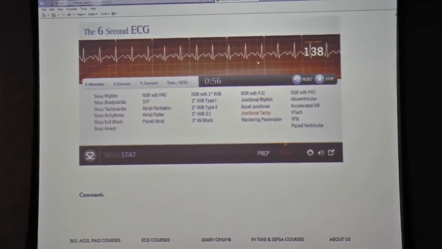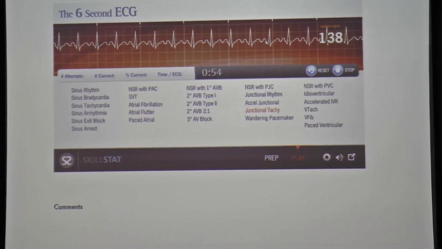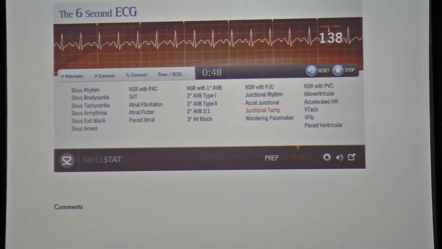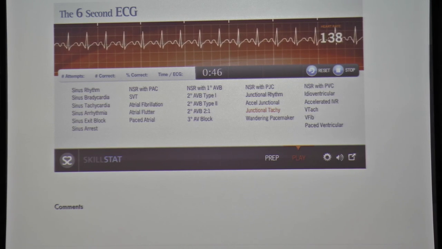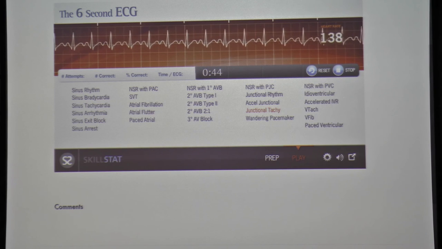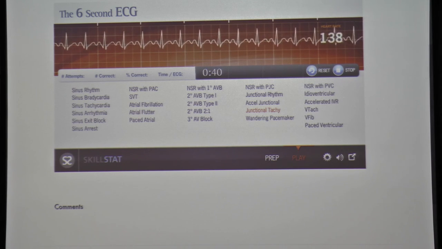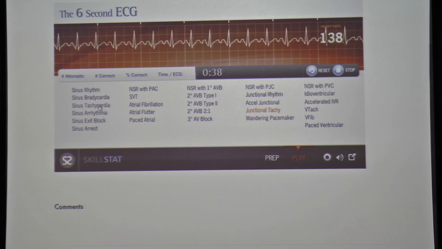Okay, so what do we got here? We have narrow complexes, no P waves for everyone, heart rate's a little fast, 138. It doesn't look like any extra beats. So what do we say? Do you think this is sinus in origin? Yep. So it's probably, I would agree, a sinus tachycardia.